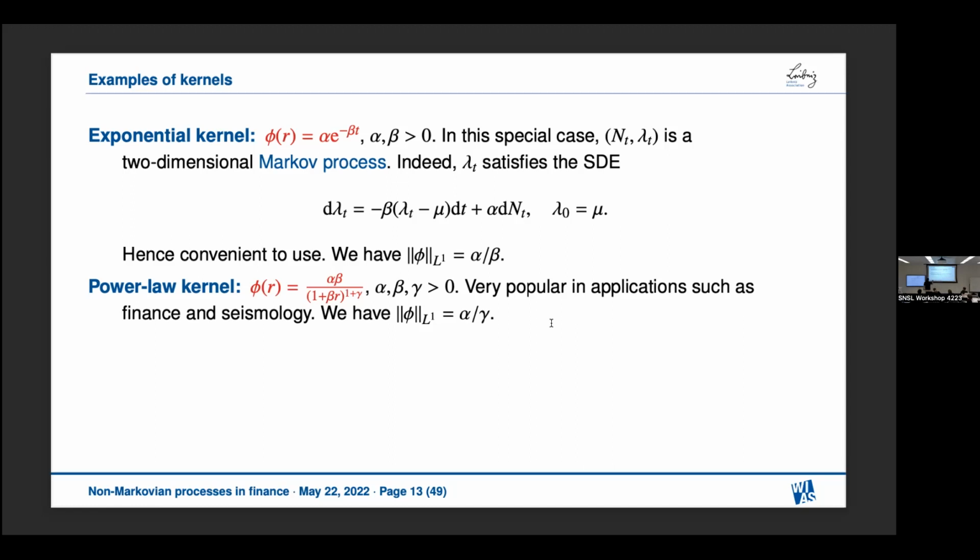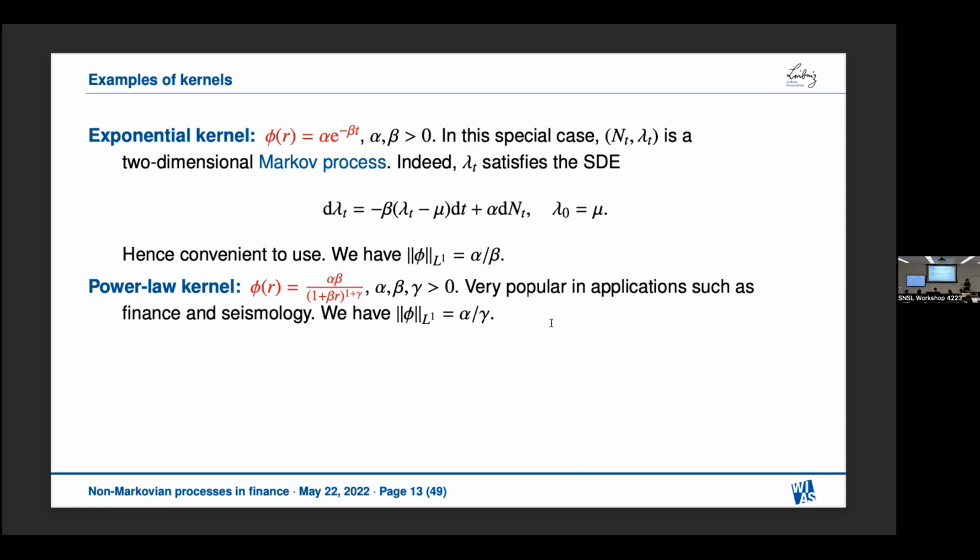Here, stability means beta, so the rate at which you forget is larger than alpha. The other very important kernel is the power law kernel. We have seen this already in the Omori law. It's an example of a power law kernel.